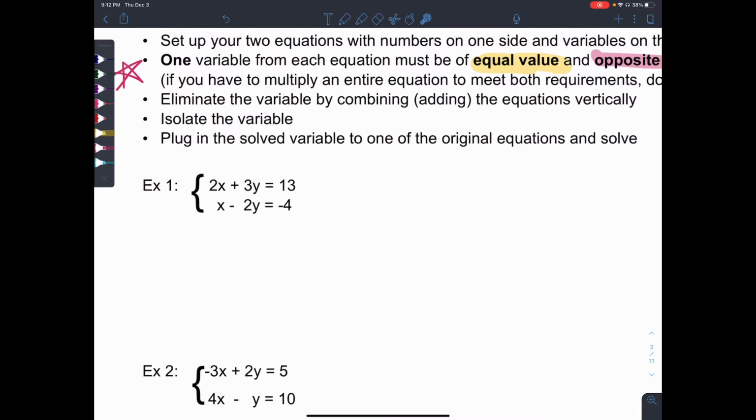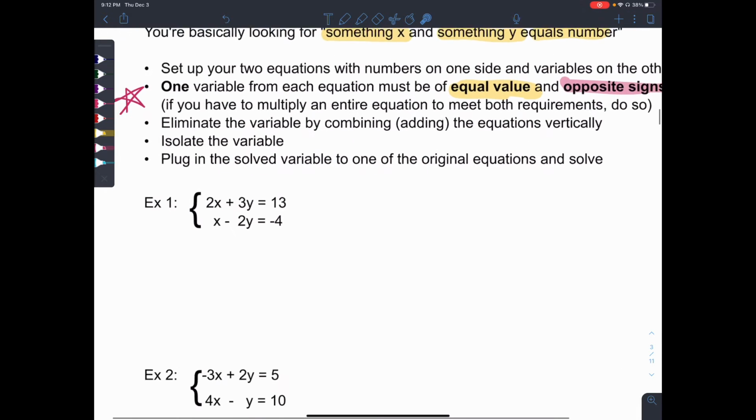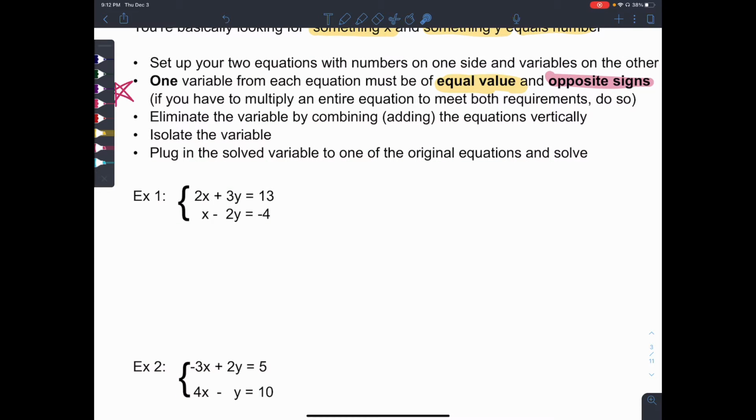So here, we're looking at the coefficients of the variables. For x, we have coefficients of 2 and 1. So just put that 1 in there so we can visualize it. For y, we have coefficients of 3 and -2. We want those coefficients to be of equal value. So we want the number to match, and we want opposite signs. We want one of them to be positive and one of them to be negative.